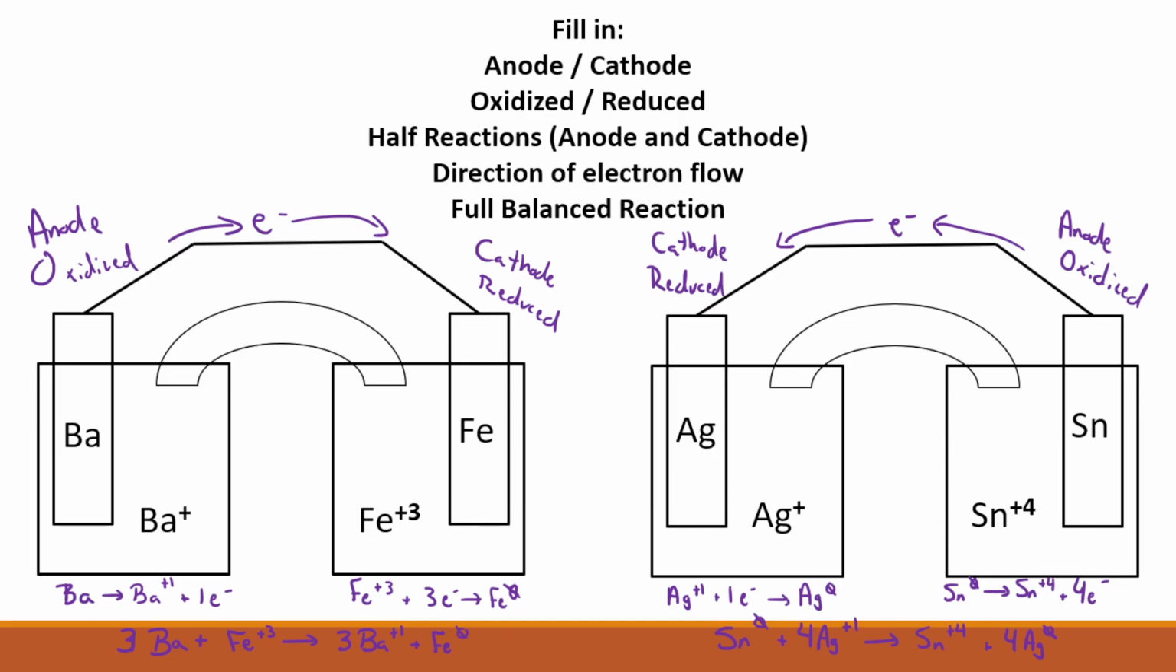Remember, for a balanced reaction, the number of electrons lost must be equal to the number of electrons gained. Since the iron here is gaining 3 electrons, I needed 3 copies of barium to each be oxidized. So 3 bariums become 3 barium plus 1s, right? 3, 3, 3 to make these numbers equal. And that's how I balanced it out.